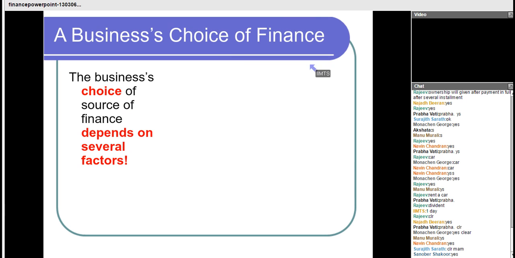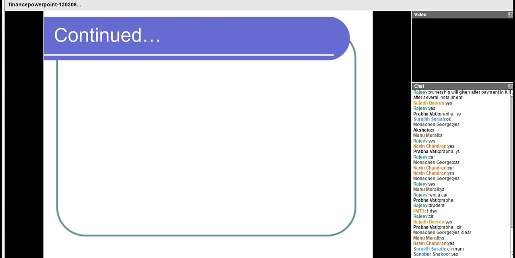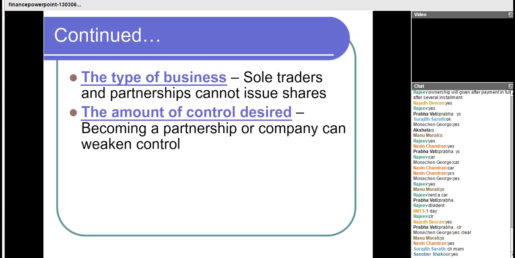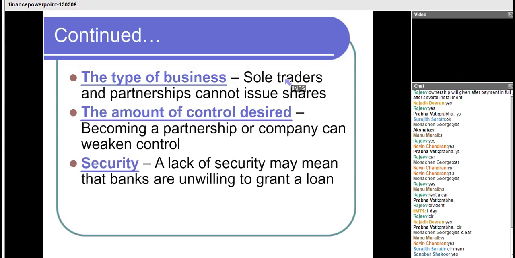Now, this choice of finance, how we have to get the money, that depends on various reasons actually. First is the nature of the business, how much money do we need, the amount of control. If we don't need any control, then we can go for issuing of shares because the shareholders will be the owner then. But in every case it's not desired to leave the control.